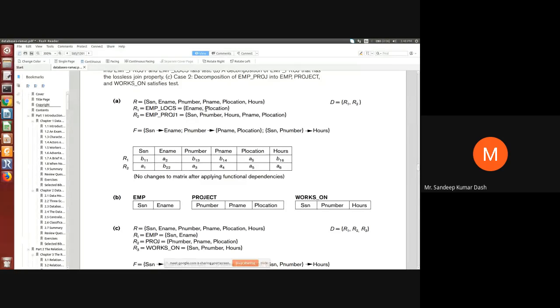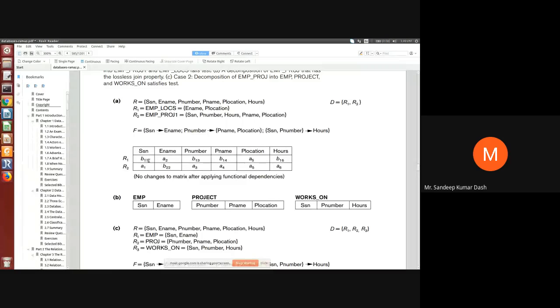What are the names of the columns present in this R1 relation? At that point you have to write the symbol A. It is the second column. Ename is present in the R1 relation and p location is present. So ename and p location, under that you have to write A. This is the second column, so A2. This is the fifth column, so A5. Rest all will have the B symbol. B, B, here also B, here also B.